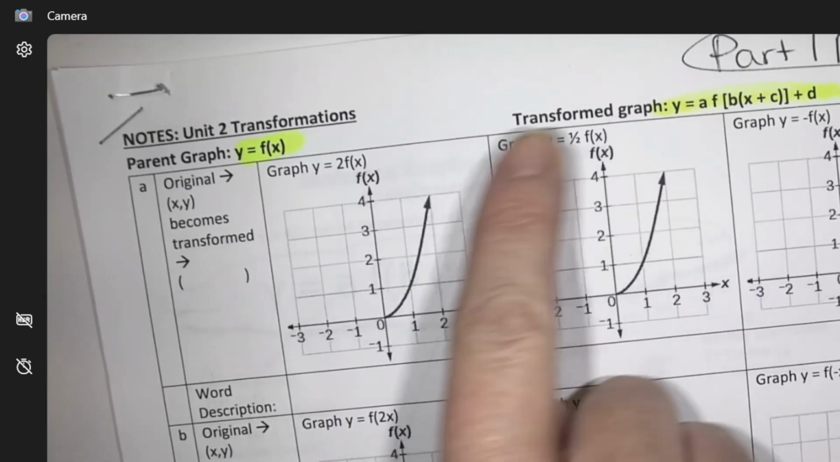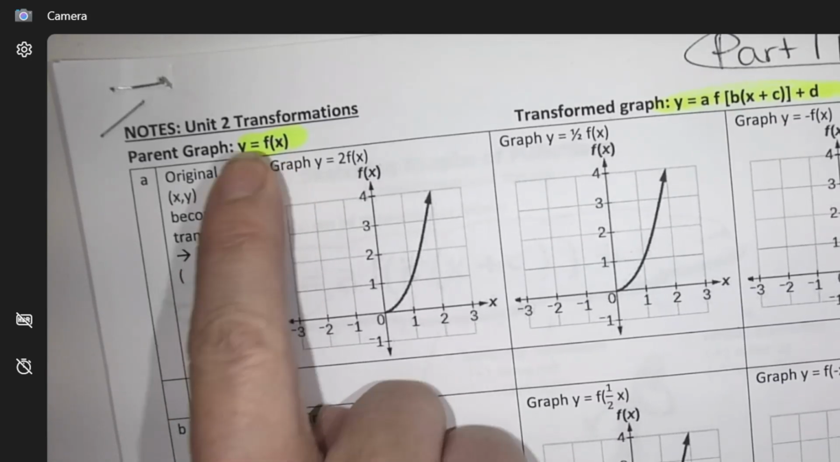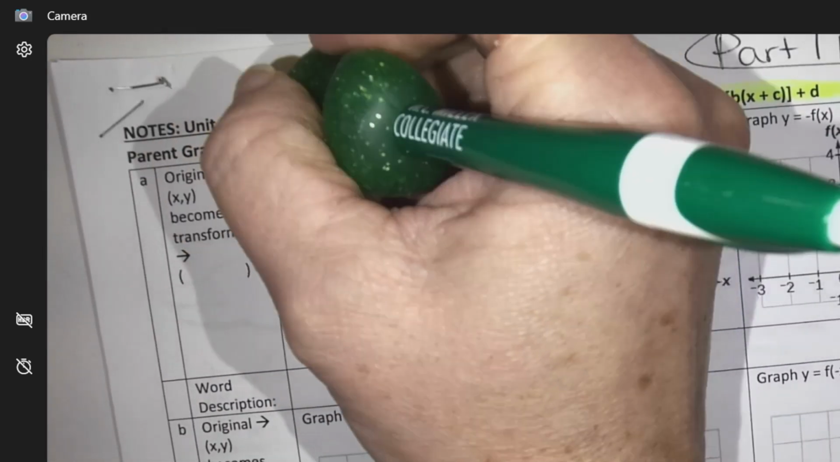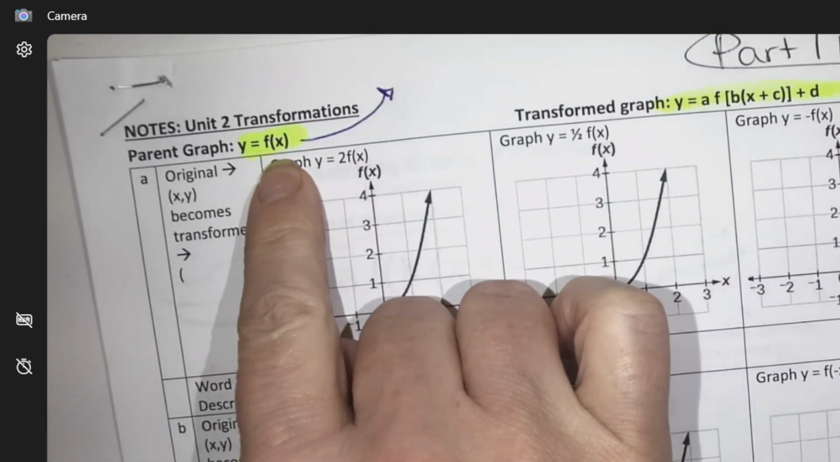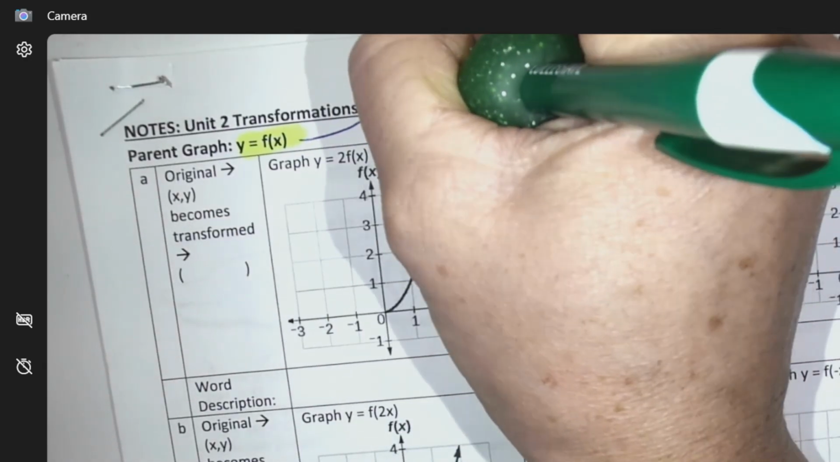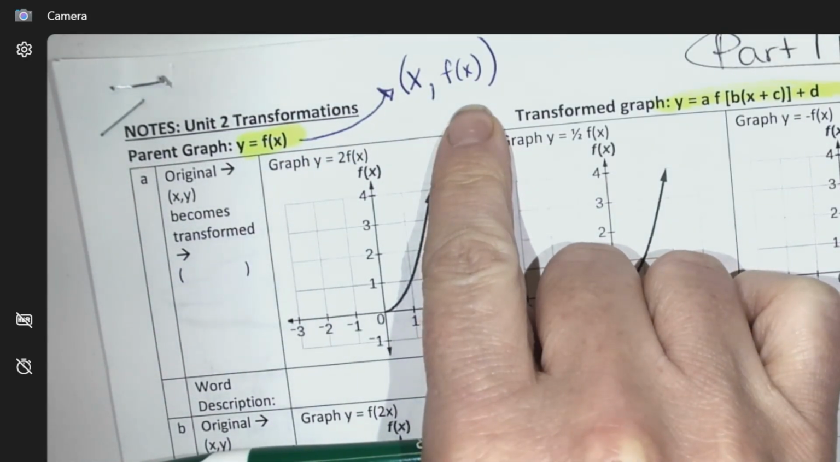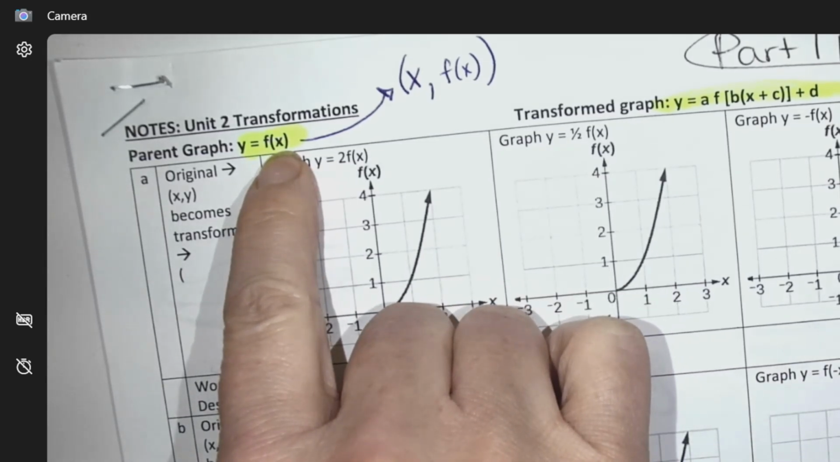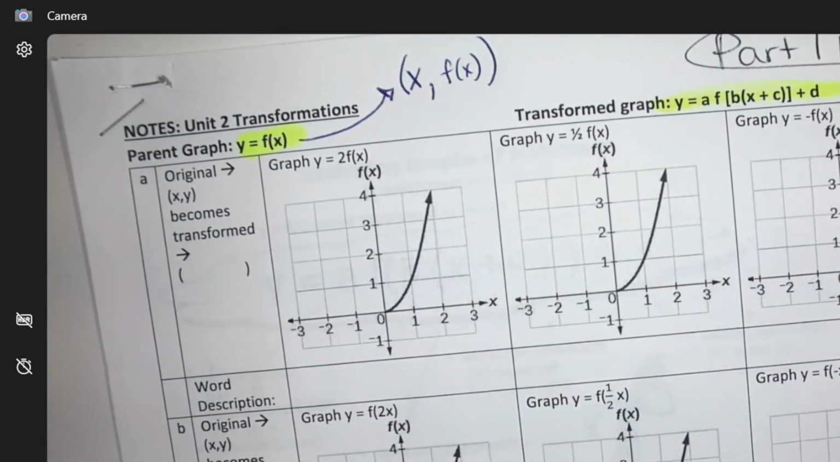Does everybody know that f of x is a fancy way to say the y part of a coordinate? Okay, so for example, if I am just normal on a graph, y equals f of x, the input is x and the output is f of x. The input is the x part and the output is the f of x. So f of x is the fancy y part.